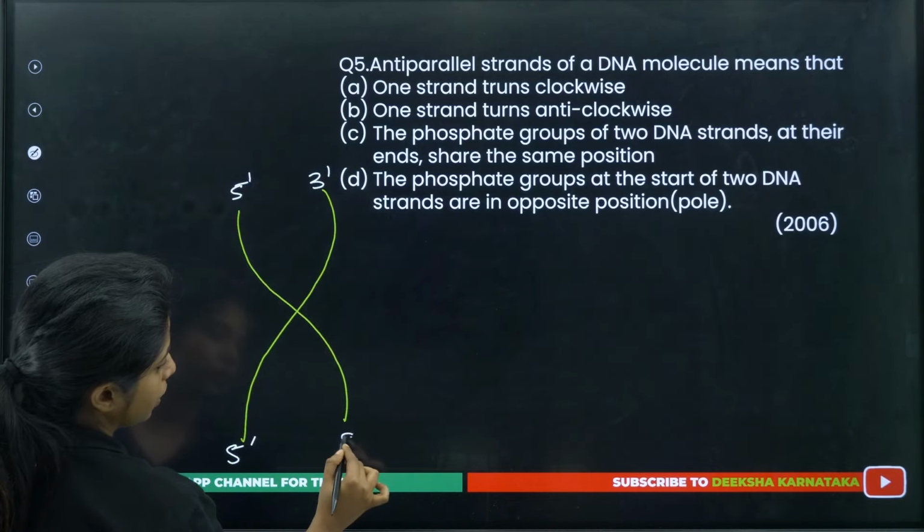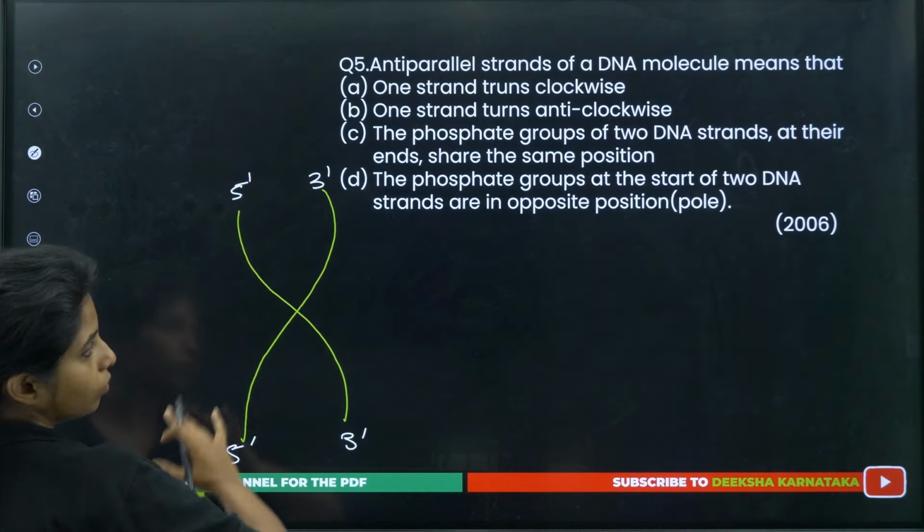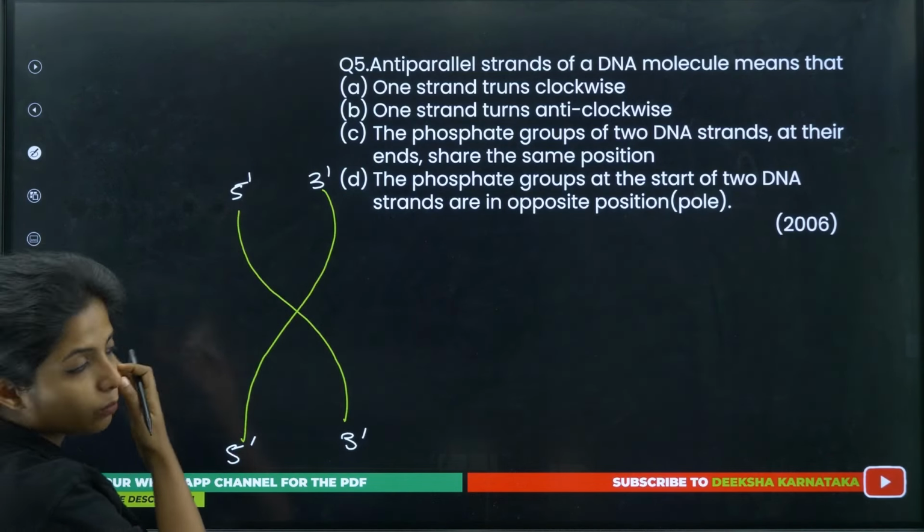5' end is over here, 3' end is over here. This is antiparallel: 5 to 3, 5 to 3. The opposite is happening over here, right? What do you mean by 5' end?